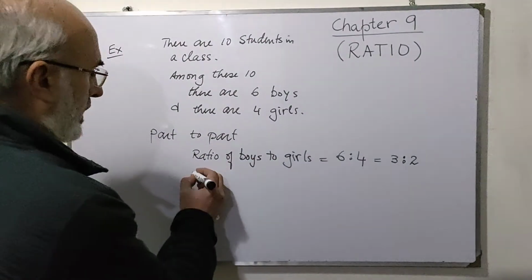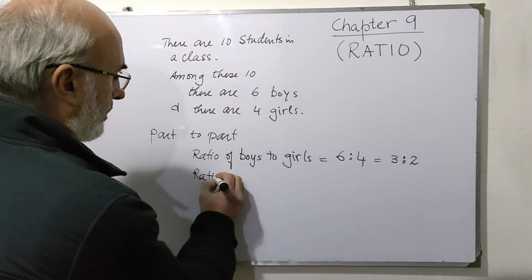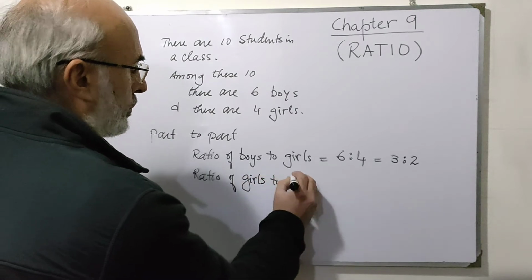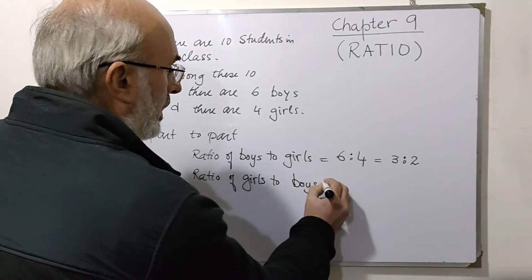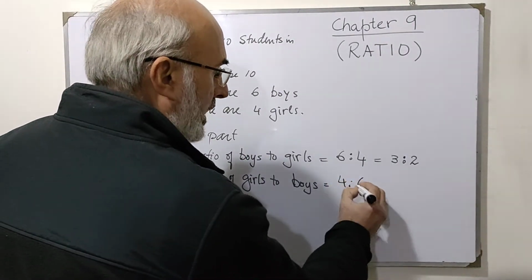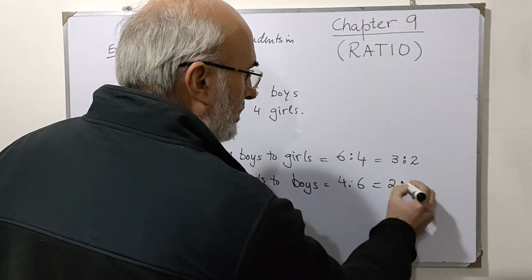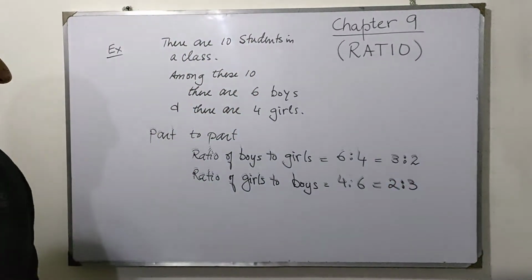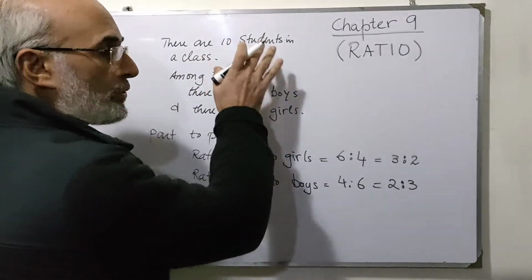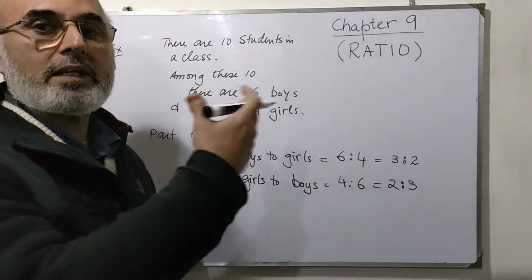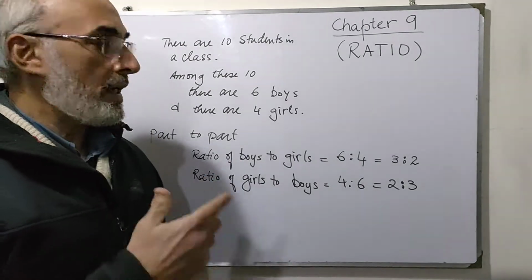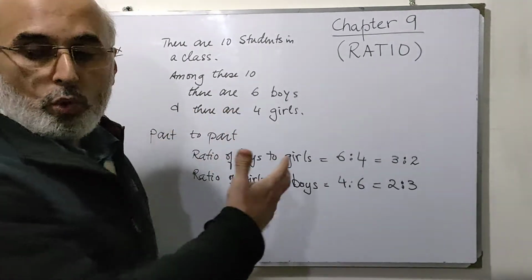Or in other words, the ratio can be the ratio of girls to boys. So now it will be the other way, 4 is to 6, and when we simplify it, it will be 2 is to 3. Okay? So this was part to part. Among these 10 students, we took one part and compared it with another part. The second form of the ratio is comparing a part with a whole. So let's do that.